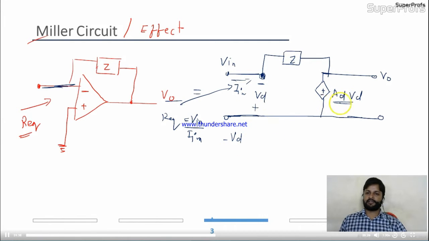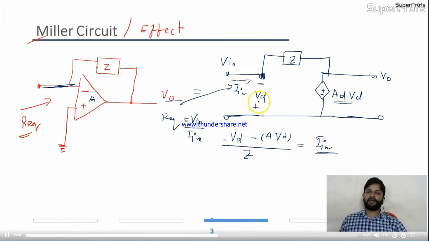First I'll take this branch. Here it's a minus A into, let's take the gain as A. So this is A VD divided by Z. No problem at all. And in this In is coming. Incoming current is minus, so I'll take it on the opposite side, so it will become plus.